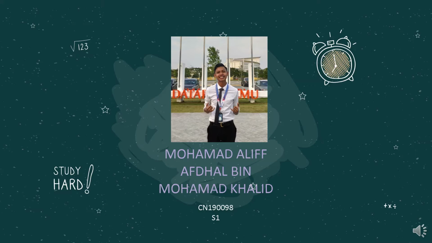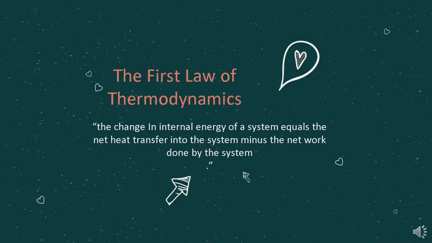So I will be presenting about the individual assignment for BNJ 37201 Engineering Laboratory 3. Let's start. The first law of thermodynamics states that the change in internal energy of a system equals the net heat transfer into the system minus the net work done by the system.